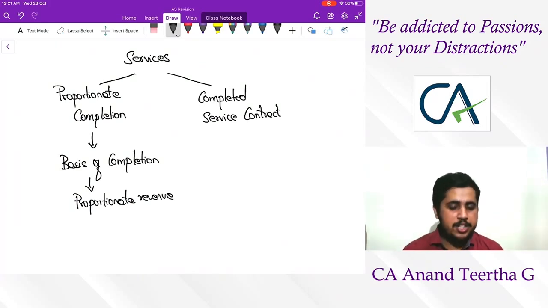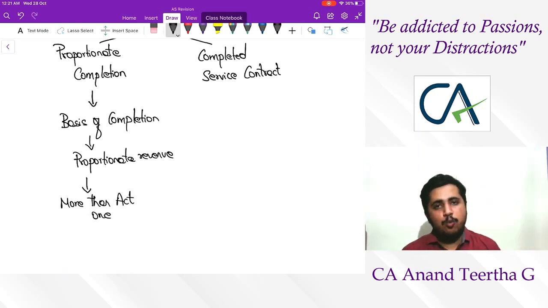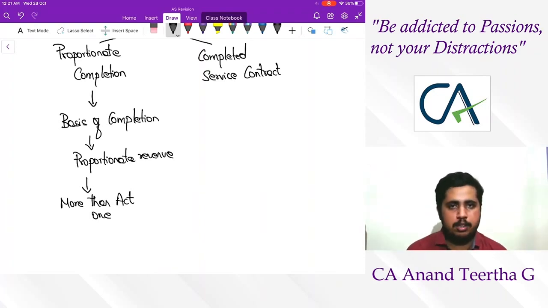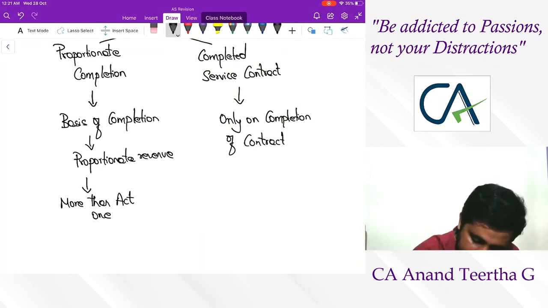The proportionate completion method comes into effect normally when more than one act is supposed to be provided. So if there is more than one act in a contract agreement or in the service agreement, at that time the proportionate completion method comes up. Suppose it is the completed service contract method, revenue is recognized only on completion of the contract. Normally it contains a single act.